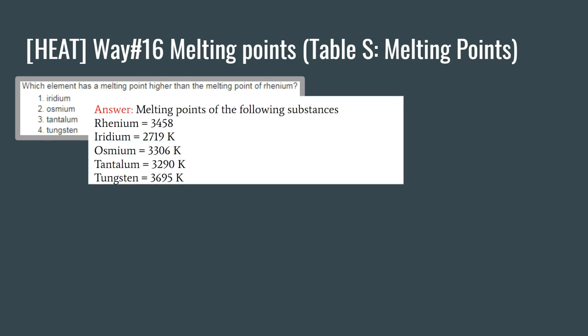Okay, if you look up the melting points for the following substances, you see that rhenium has a melting point of 3,458 Kelvin, and these are the melting points of all the elements in the answer choices. While this seems like a lot of work, all this concept is really testing is whether or not you can properly use Table S to find and look up melting points. So you see that rhenium has 3,458. The only one that's higher is tungsten, so the correct answer is tungsten.